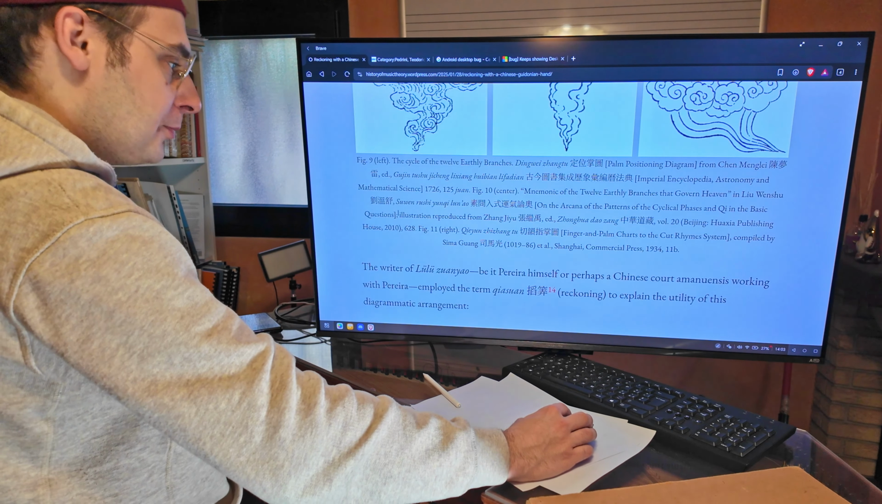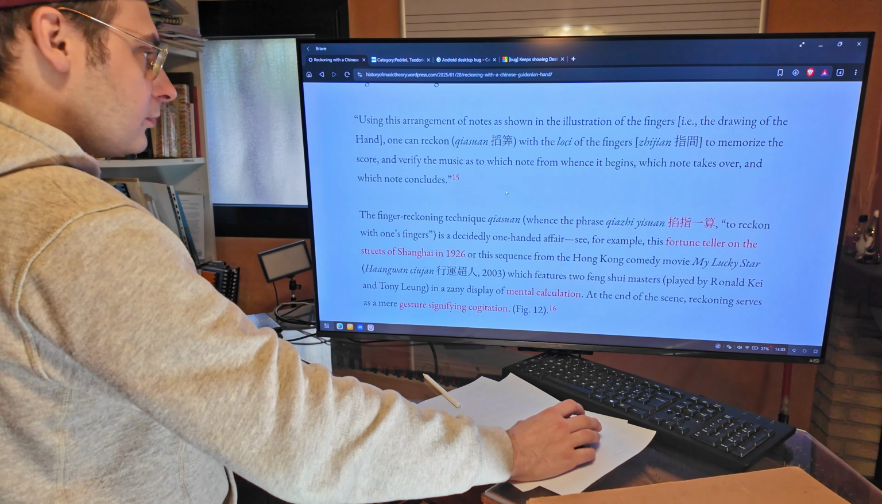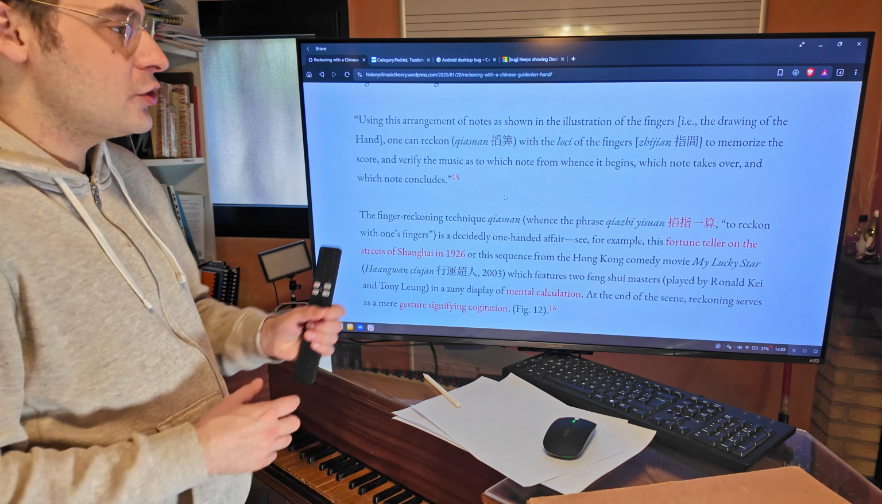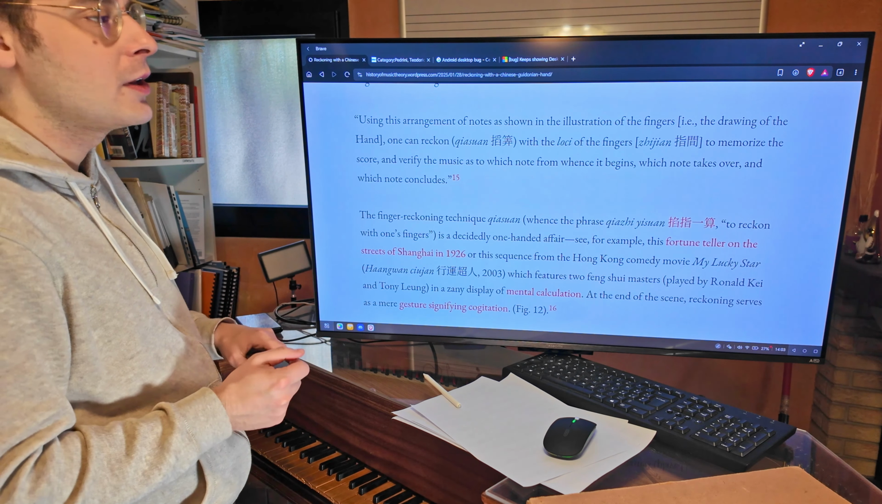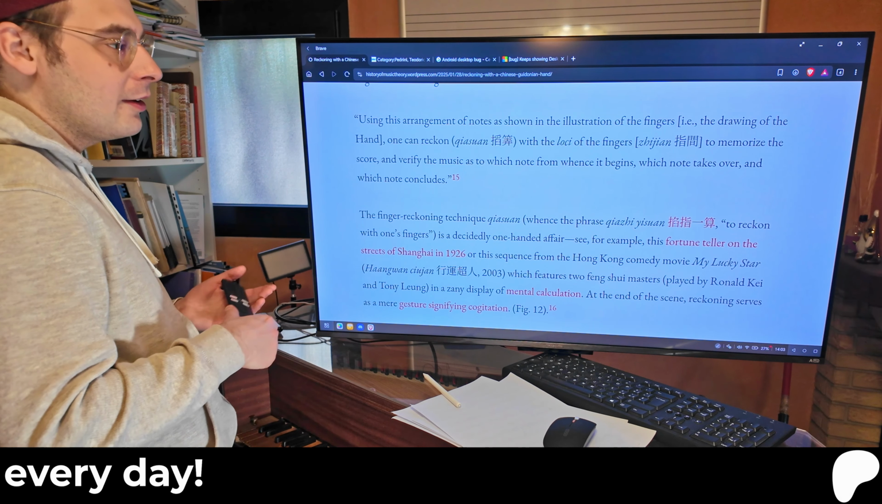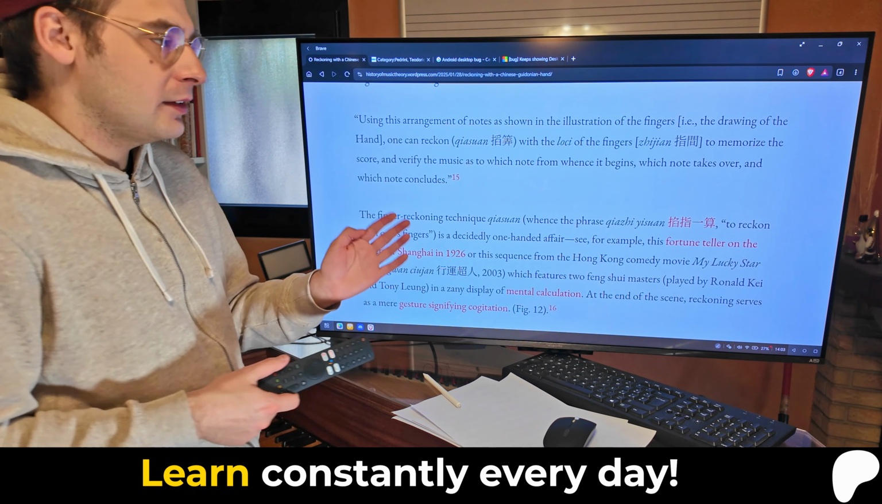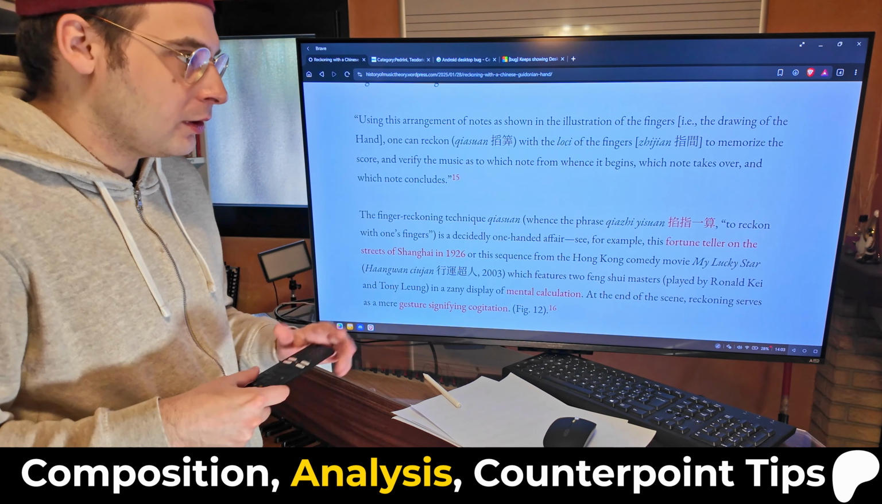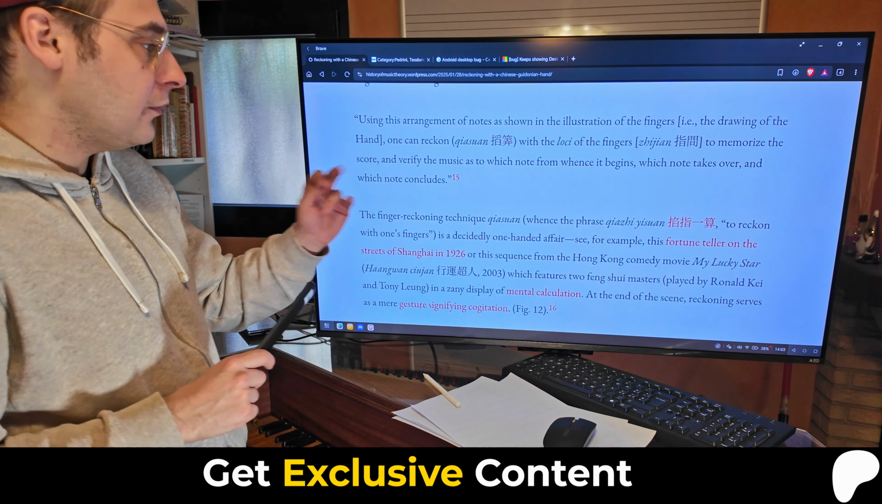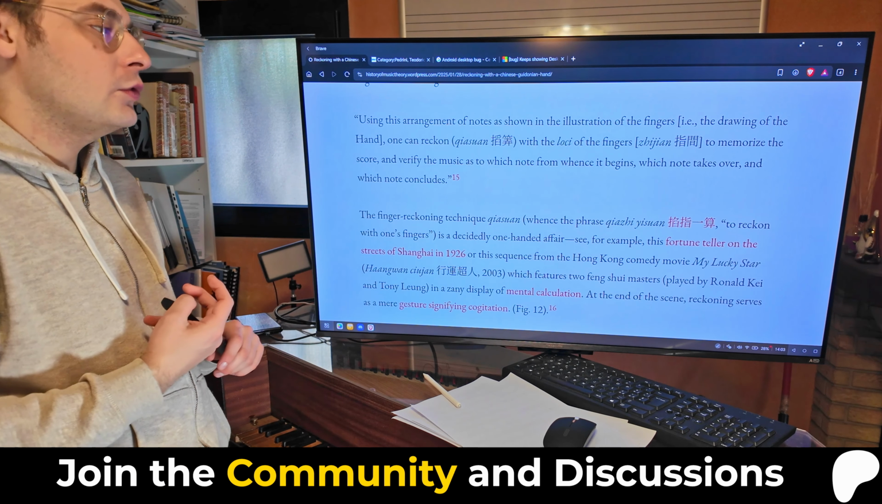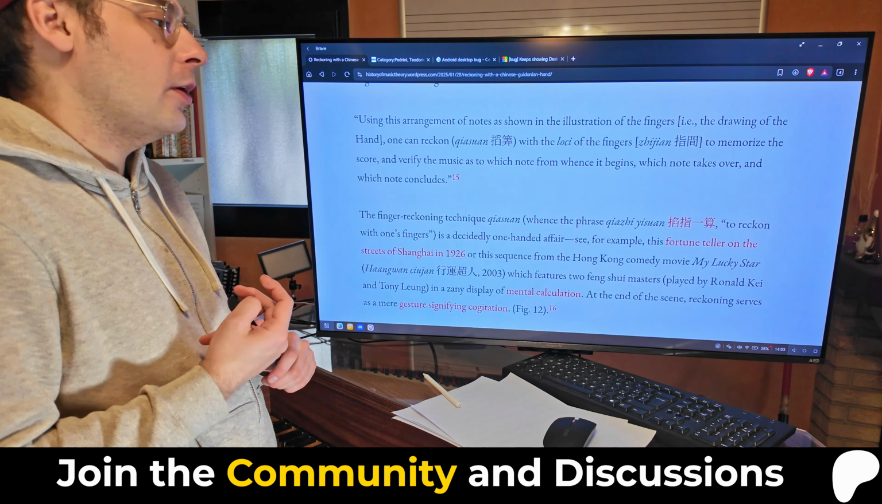Now, using this arrangement of notes as shown in the illustration of the figures, so the drawing, thank you for specifying that the illustration is a drawing, one can reckon with the loci of the fingers, exactly the loci, the positions of the notes, of the syllables, to memorize the score and verify the music as to which note it begins from, which note takes over and which note concludes.